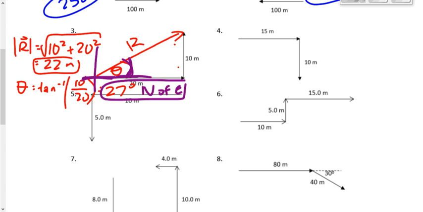Good? All right, number 4 is real similar to that. Number 4, is this a good vector diagram so far? It's not complete, is it? But is it good so far? Yeah, it's drawn head to tail. That's good. The resultant vector is going to be drawn from start to finish.